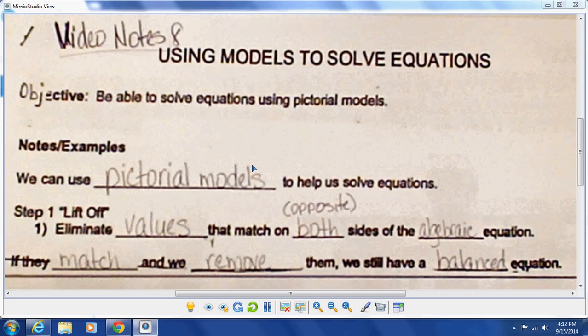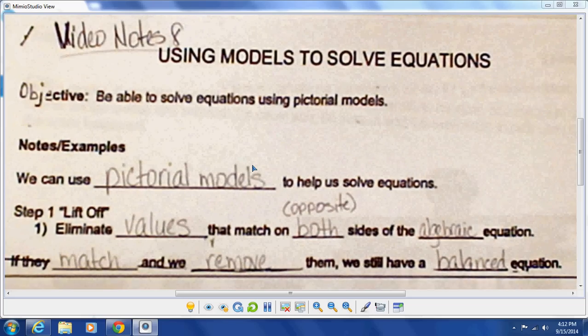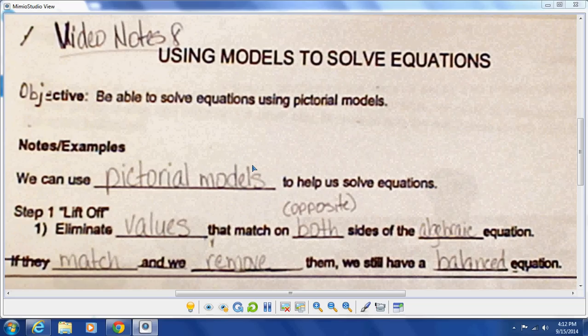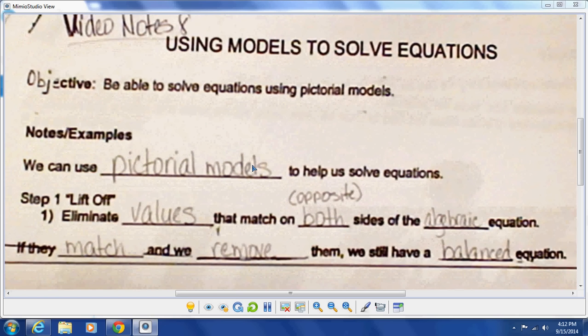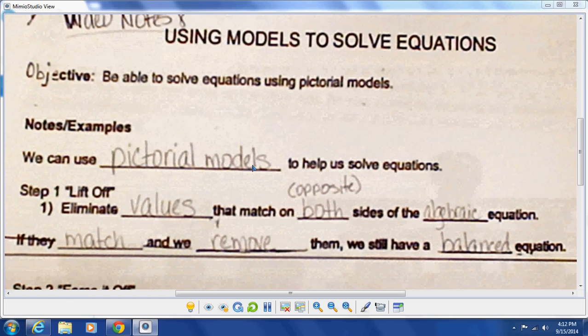Okay, today we're doing video notes 8, which is using models to solve equations. So this is going to go along with your video note 7. We're actually going to be solving algebraically along with doing our models. So you can go ahead and start filling in the blanks that you see right here.